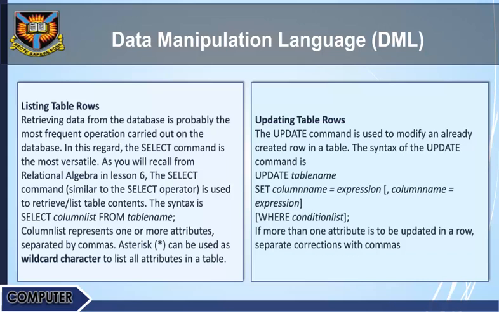Updating table rows. The update command is used to modify an already created row in a table. The syntax of the update command is update table name set column name equals expression, column name equals expression, where condition list. If more than one attribute is to be updated in a row, separate the corrections with commas.